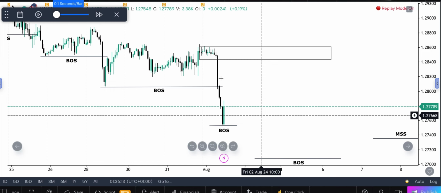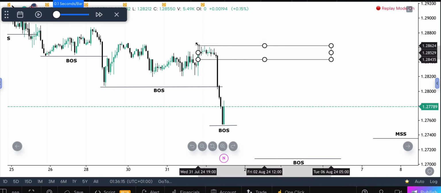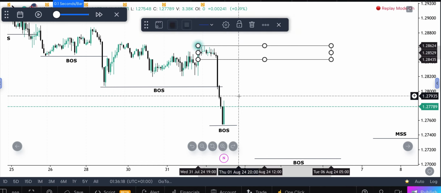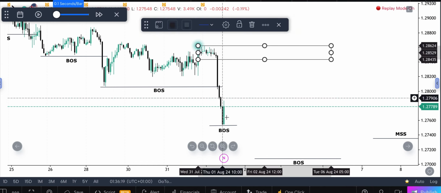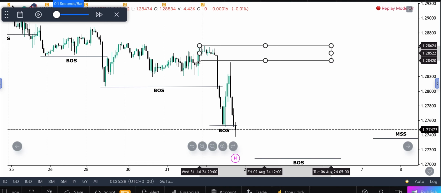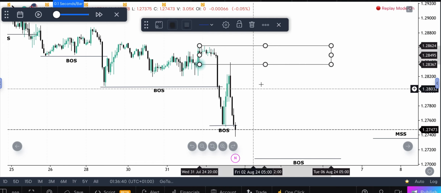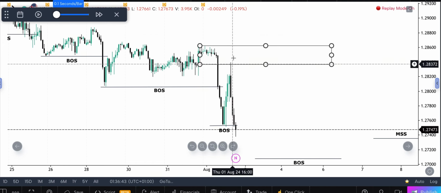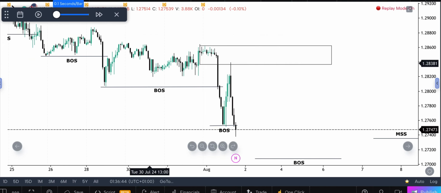So what I would do is mark out that zone. This is an indication that the smart money are actually in the market. So I'm going to mark out my supply zone, and I'm going to wait for price to come back to my supply zone so I can sell. You can see that price retraced back to my supply zone and price tapped in there.